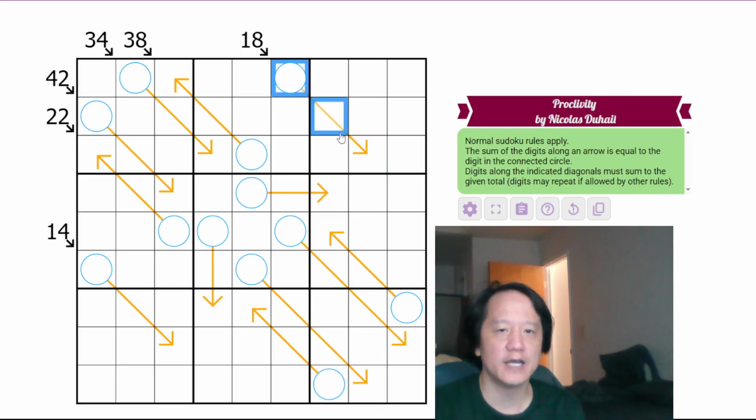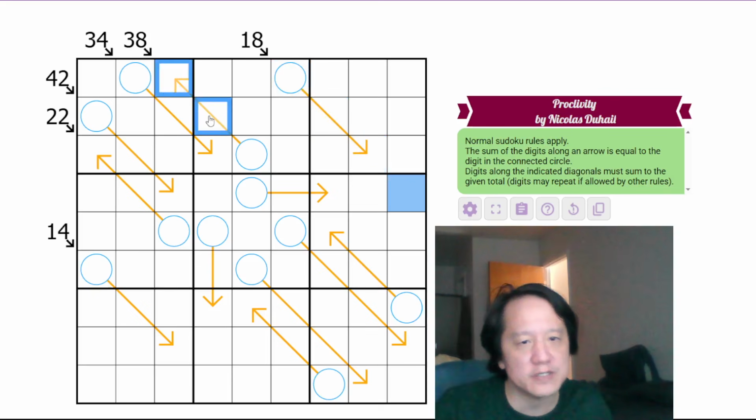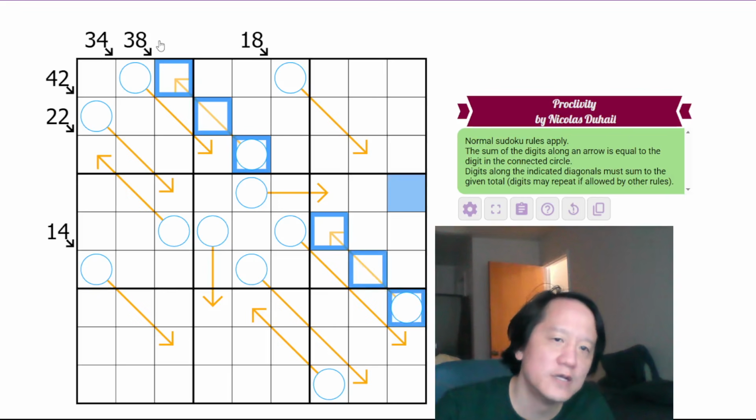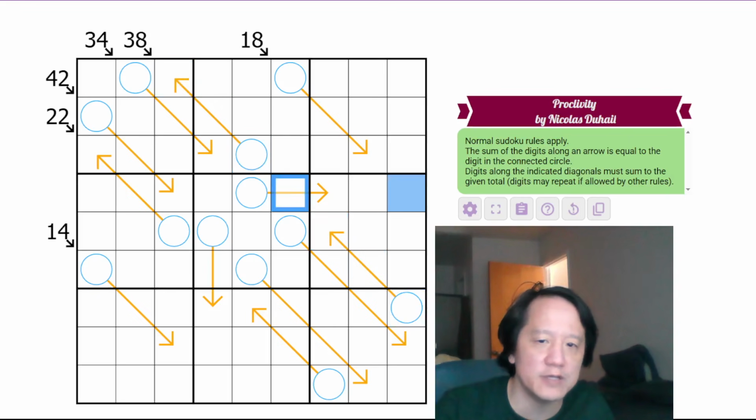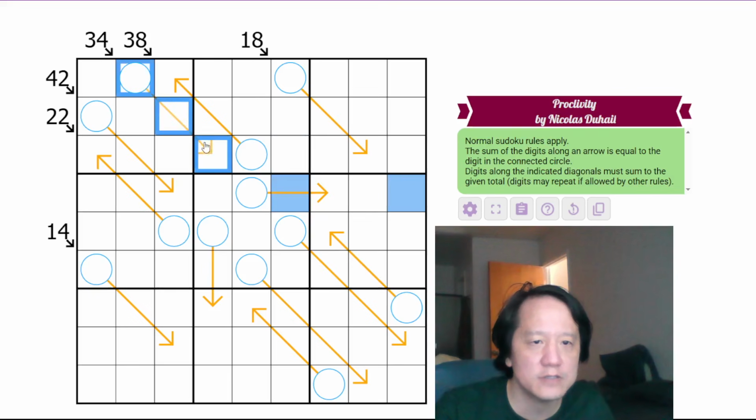So along the diagonal here, since this is an even sum and this is an even sum, this must be an even digit to add up with the even sum here to add up to an even sum along the diagonal. Same with this. This is an even sum here. This is an even sum here. That's an even sum here, so this must be even along this diagonal. Same along this diagonal. Even sum, even sum. This must be even.